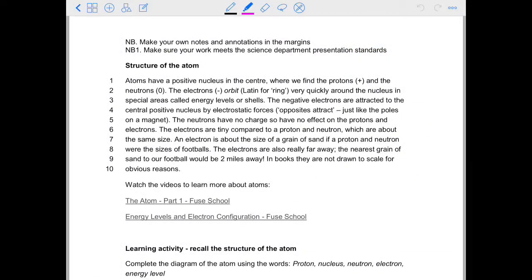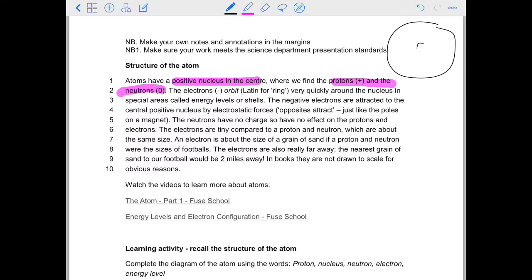All right, so as I said, today we're going to be going through the structure of the atom. In previous lessons, you would have heard about the basic structure, how the nucleus was in the middle, the protons and the neutrons were in the nucleus, and the electrons were on the outside. Today we're going into a little bit more detail about that. As I said, we know atoms have a positive nucleus in the center, where we find the protons and the neutrons.